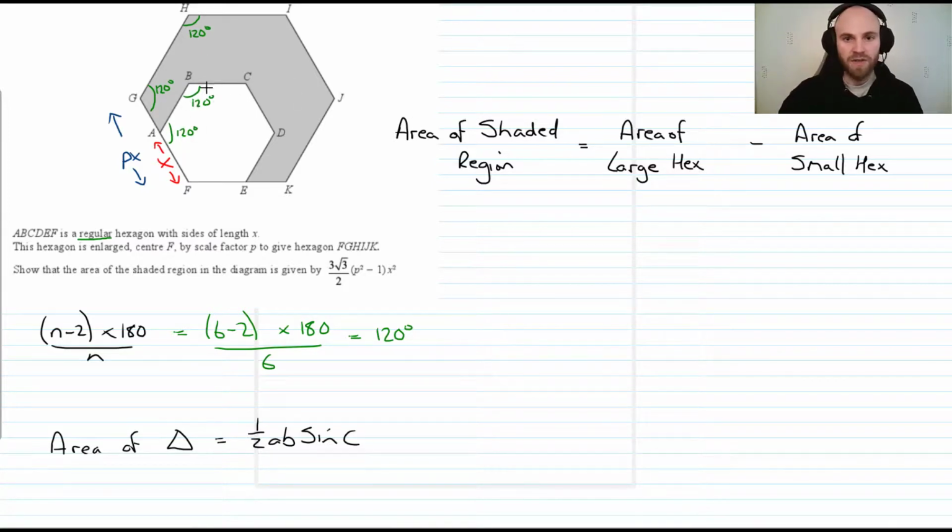So now we need to work out the area of the shaded region. Well, remember, it's going to be the area of this large hexagon, subtract the area of this small hexagon. I'm just going to work on the small one first because it might be a little bit easier to see.